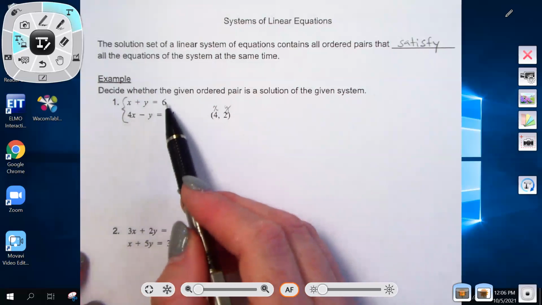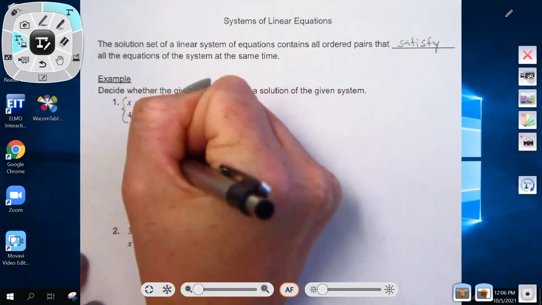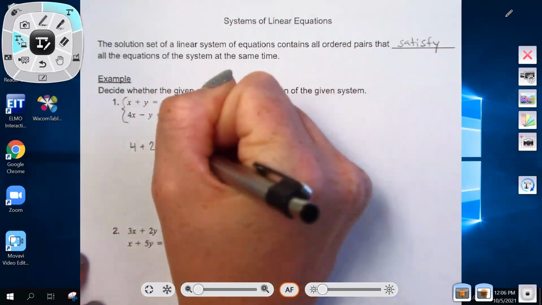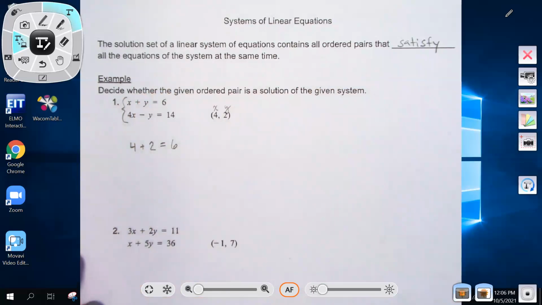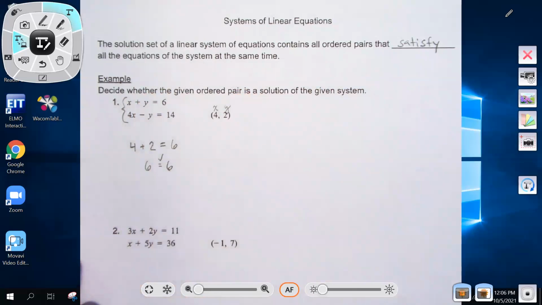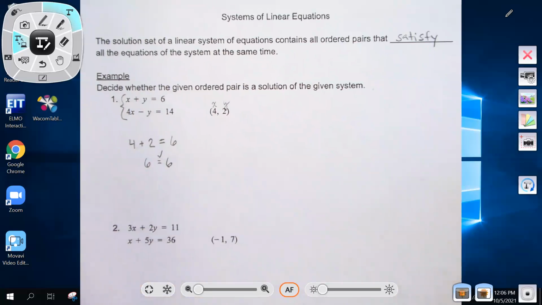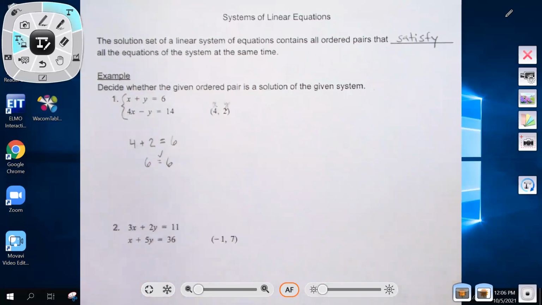So x plus y equals 6. Instead of x plus y, we're going to use 4 plus 2, because that's our x and y values. Well, 4 plus 2 is 6, and 6 equals 6. So the ordered pair does work for the first equation. Let's try the second equation.